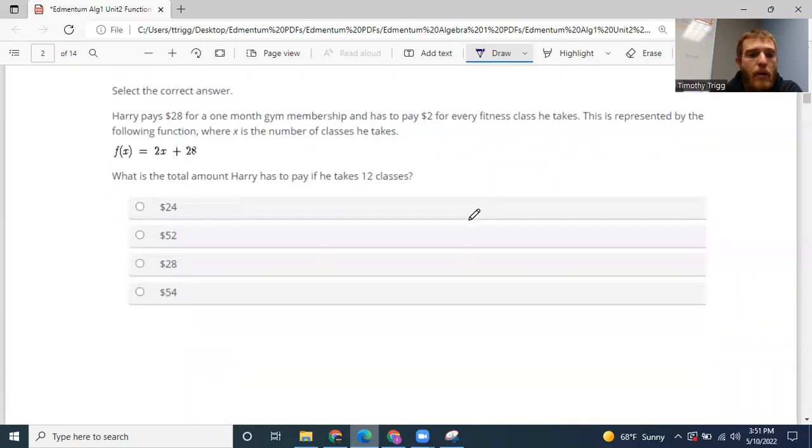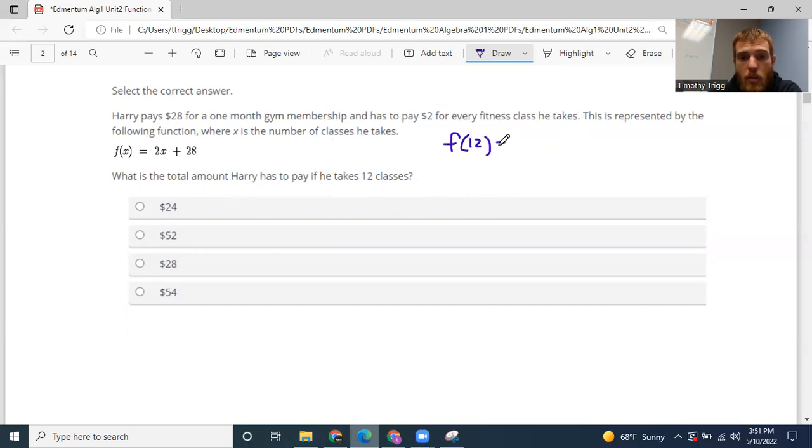All right. Harry pays $28 for a 1-month gym membership and has to pay $2 for every fitness class he takes. This is represented by the following function, where x is the number of classes he takes. What is the total amount Harry has to pay if he takes 12 classes? So essentially we're finding f of 12.